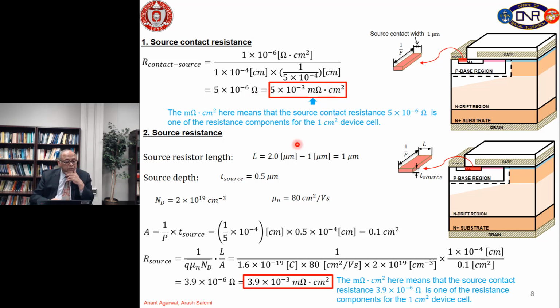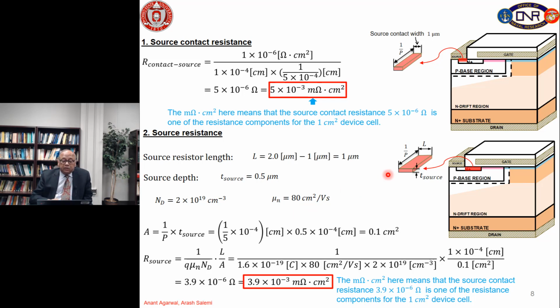Now, same thing, we do the source resistance, which is essentially the resistance here of the N plus region. You can see the length L is 1 micron, the depth of this source is 0.5 micron, the doping is 2 times 10 to the 19, and the mobility of electrons is given for that doping to be about 80 centimeter square per volt second.